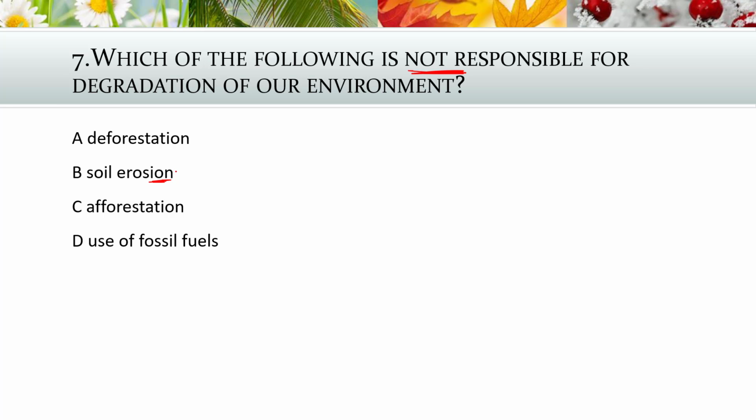When coming to option C, afforestation. Afforestation means planting more and more trees. So afforestation does some good to the environment. It does not do any bad thing to the environment. So C becomes the correct option. Let us also go through option D, which is nothing but fossil fuels. I already mentioned that excessive use of fossil fuels may cause global warming, which is also a bad thing for the environment. So C would become the correct option for this question.